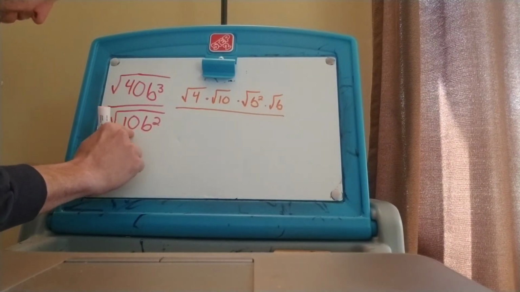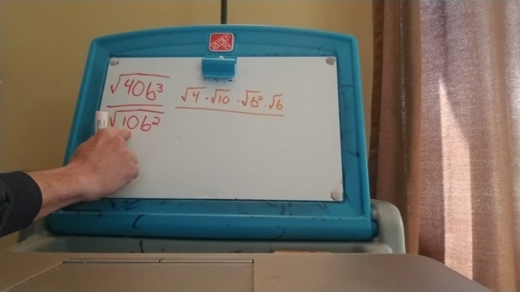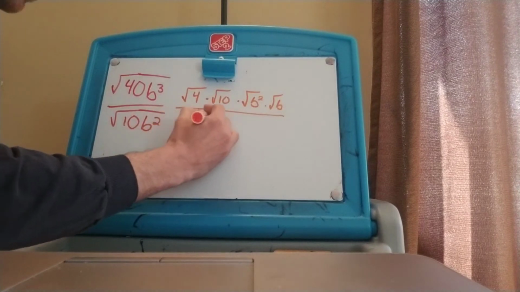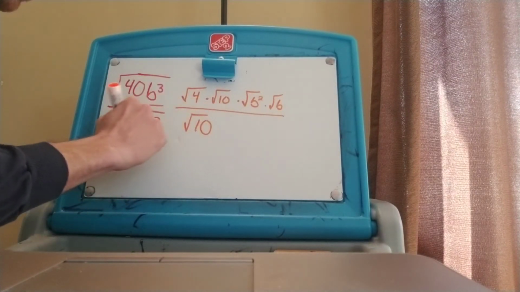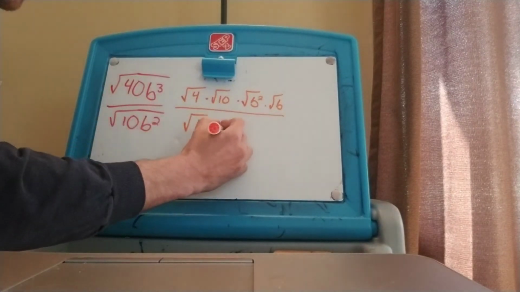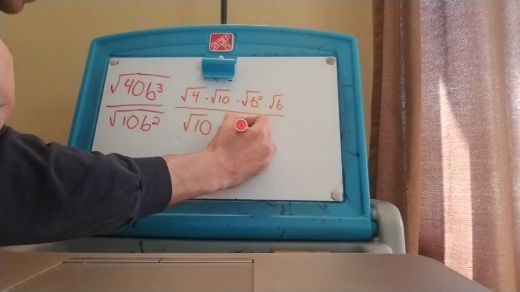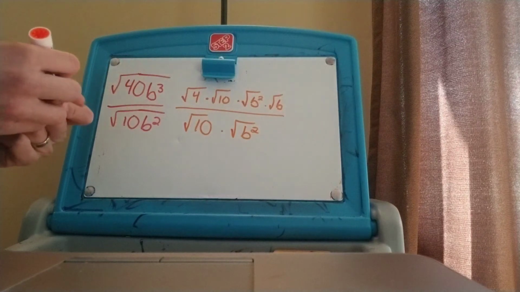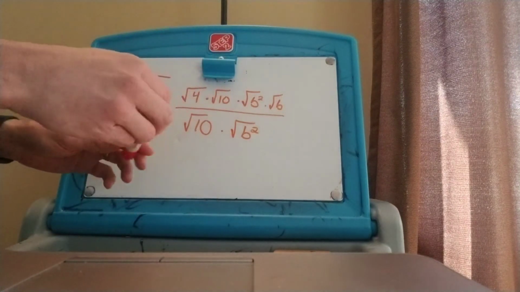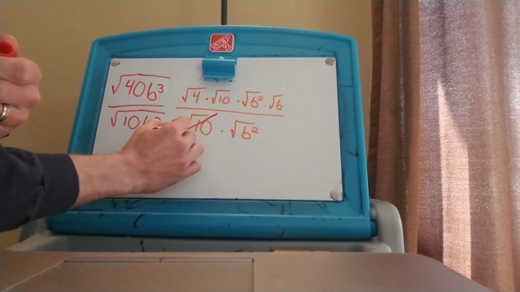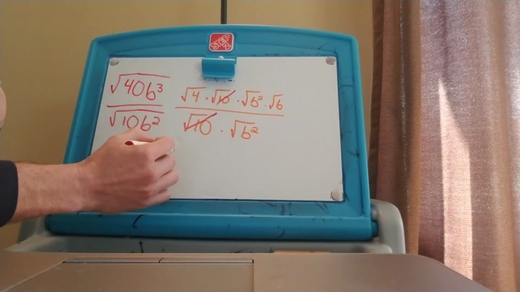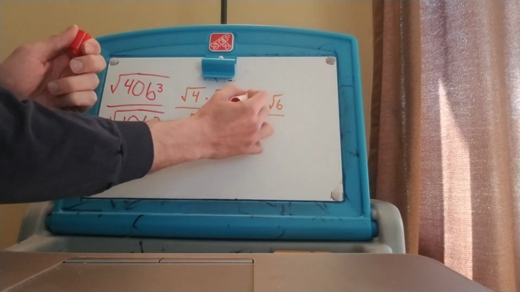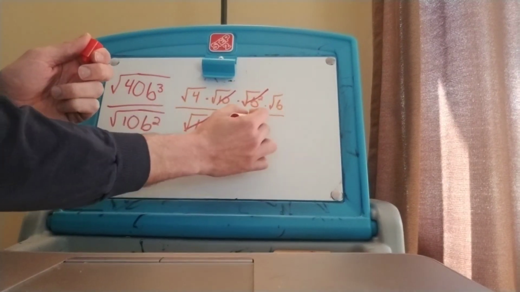There's no perfect squares I can pull out of 10. So I'm just going to leave it as the square root of 10. B squared, well, I'm actually going to write that as the square root of b squared. And now when I look at this, what can I cancel out? What do they have in common? They both have a square root of 10, so that can cancel out. The square root of b squared divided by the square root of b squared, that can cancel out.